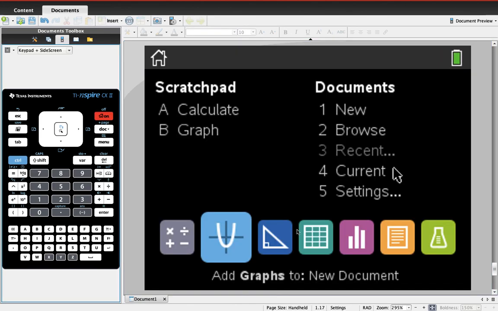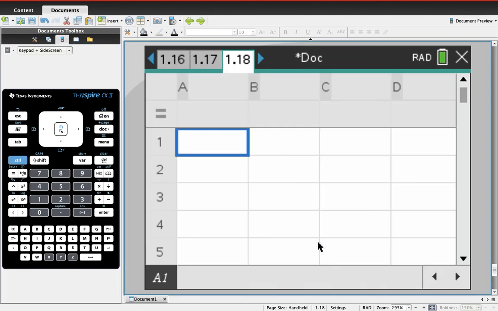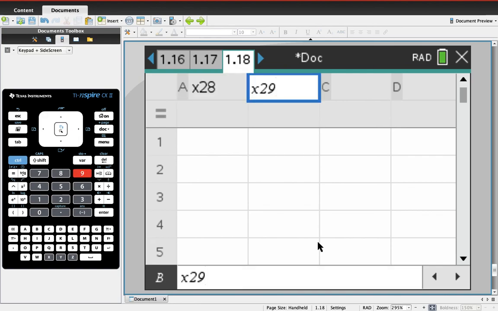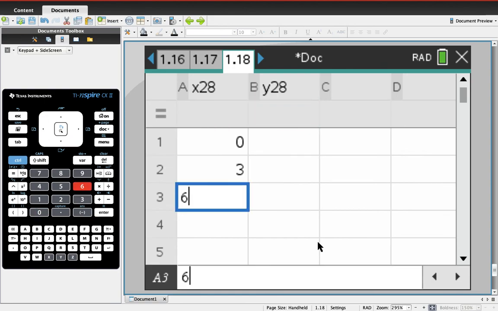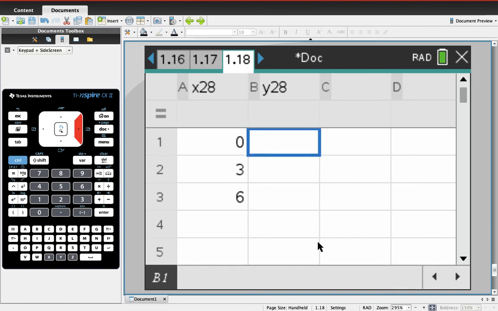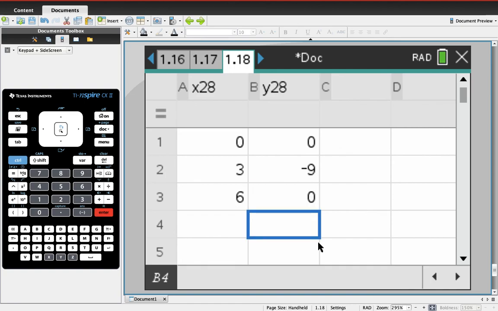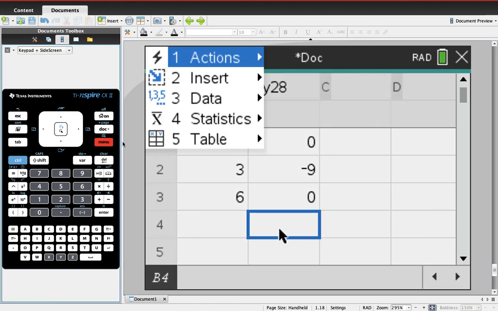So I'm going to go ahead and head over here, look at my table. These are going to be my x values from number 28. Sorry, my y values from number 28. I'm going to go ahead and plug these guys in. So I'll say 0, 3, 6, as well as 0, -9, 0.